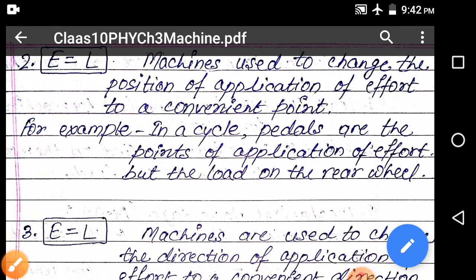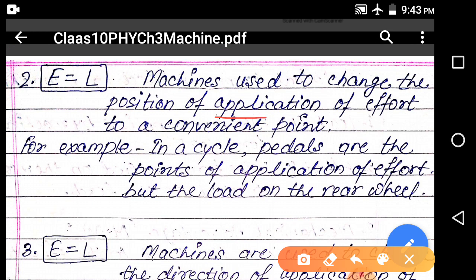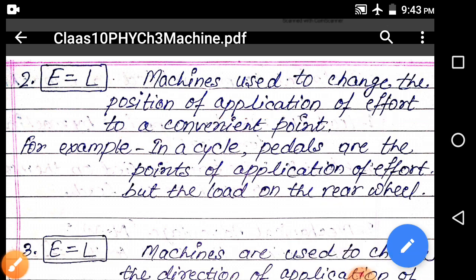Here convenient point means the point which is suitable for the application of effort. See, effort is given by a person who handles the machine. Suppose we consider a cycle. The actual force required on the cycle to move it is on the rear wheel, but it is not convenient for us to pedal on the rear wheel.